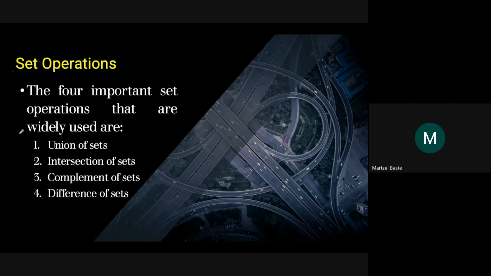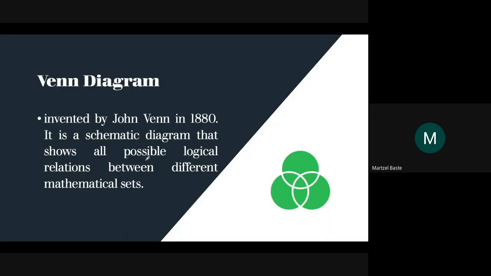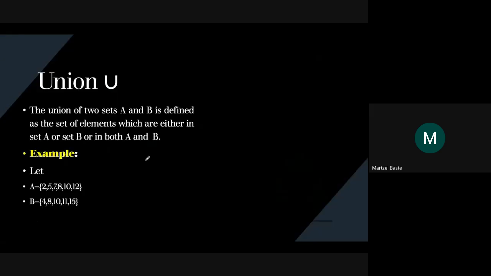Set operations include union of sets, intersection, complement, and difference of sets. There are actually a lot of set operations, but these are the widely used and common ones: union, intersection, complement, and difference. Union has two forms, union and union all. Let's talk about these one by one. Set operations can be best represented using a Venn diagram by John Venn. It is a schematic diagram where we show the relationship of two sets.